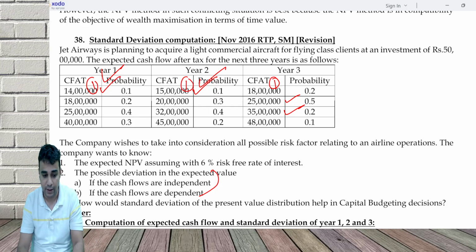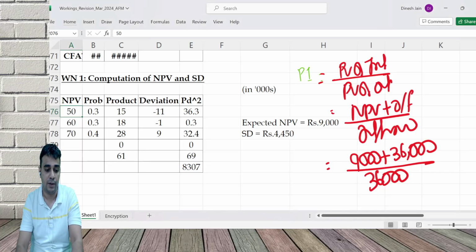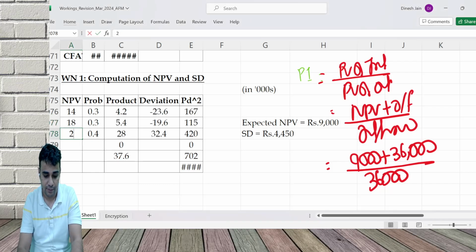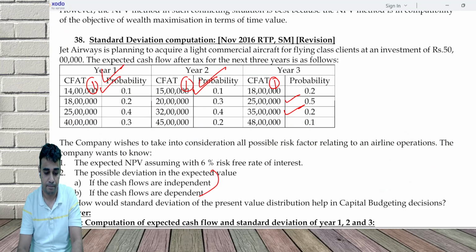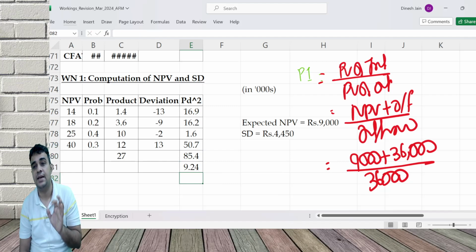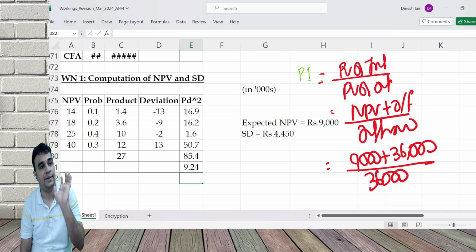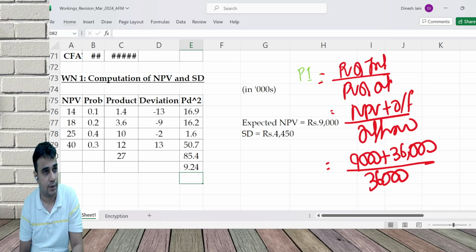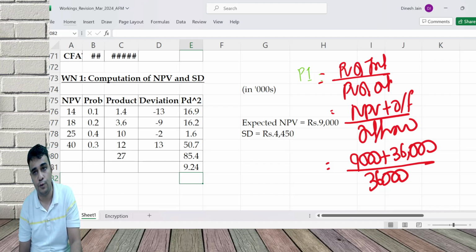We'll do it together. So first year, what is the cash flow? Tell me the cash flow. 14, 18, 25, 40. What's the probability? 0.1, 0.3. This is the answer. My expected cash flow is 27 lakh. Standard deviation is 9.24 lakh. I leave it as lakhs itself. I'm not converting into a normal number. So first year 27 and 9.24.